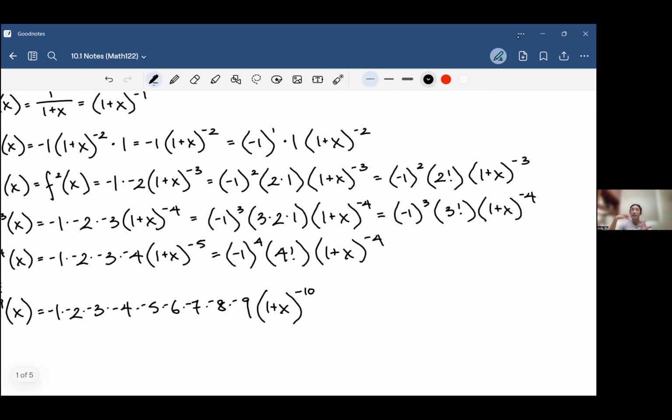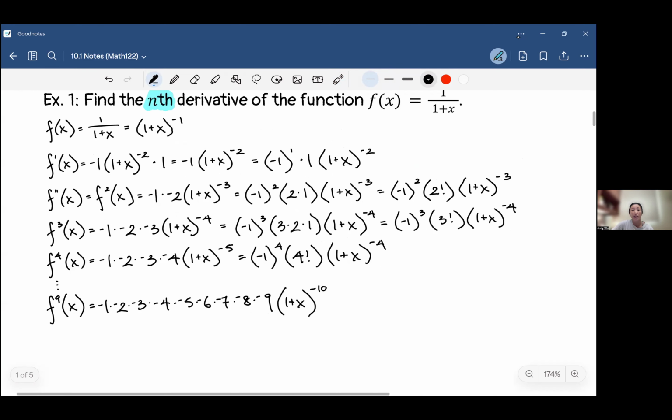Okay, so it seems to be that we can actually go ahead and take these derivatives and create some sort of pattern with them. In fact, everyone has a -1 to some power, right? -1 to the 2, -1 to the 3, -1 to the 4. And if I would do the ninth derivative, it would be -1 to the 9th.